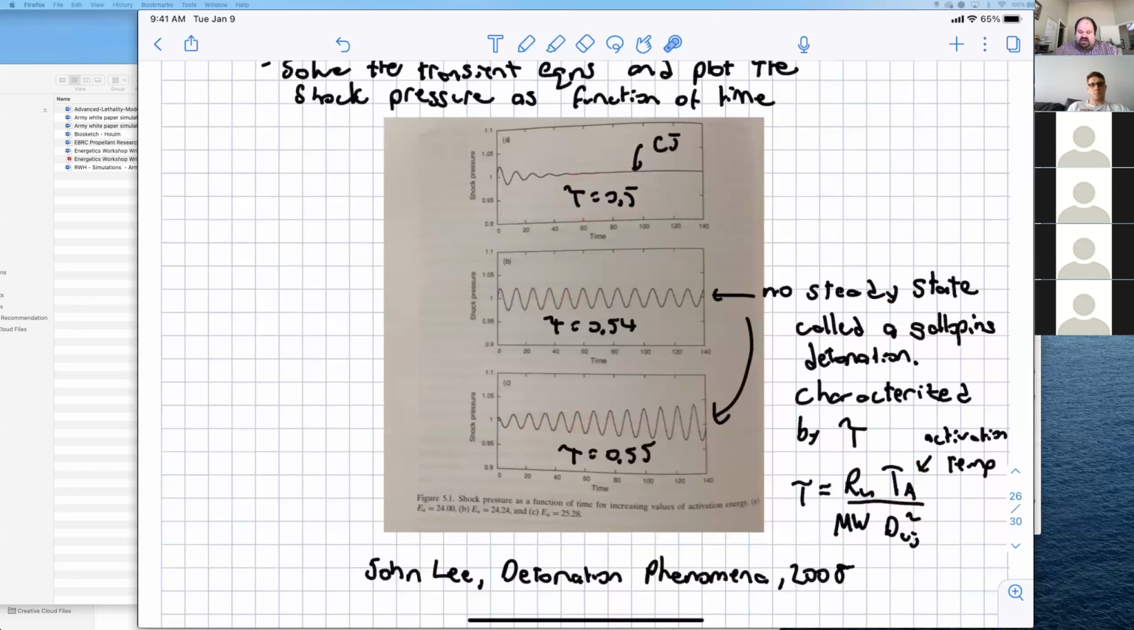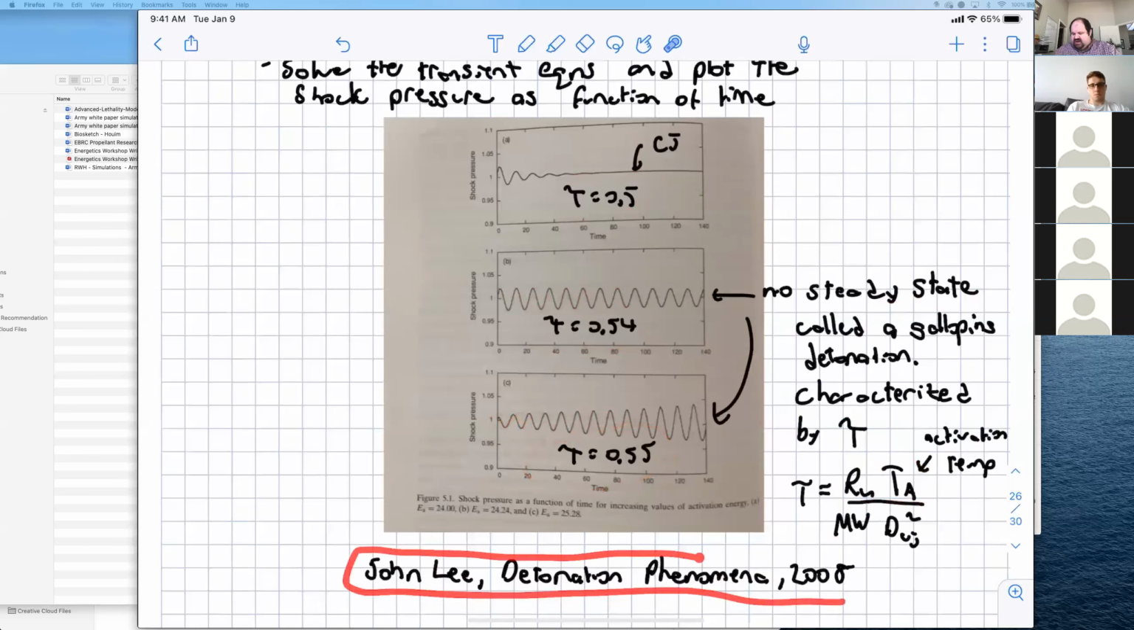it'll stabilize if you mess with the detonation structure, it will decay down to a stable CJ velocity. And if tau is 0.54, you get the sort of stable, almost sine wave thing. If tau is 0.55, you get a growing sine wave. And all these plots are available in John Lee's detonation phenomena book.